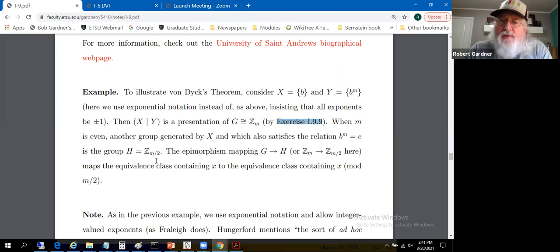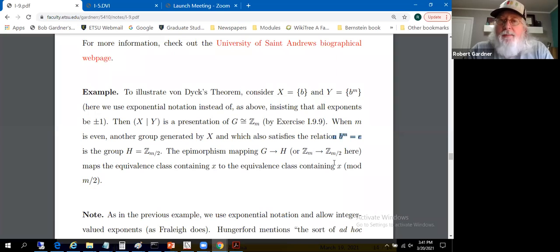Remember, von Dyck's theorem says there must be an epimorphism from the actual group G, given by the presentation, to this other group H that is also generated by the set X, and where the implied relation is satisfied by the generators. That epimorphism simply takes Z sub M to Z sub M over 2, mapping the equivalence class containing x to the equivalence class containing x mod M over 2.